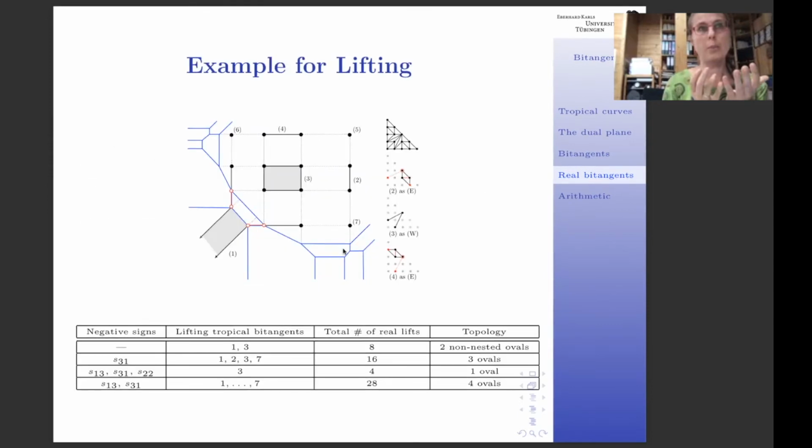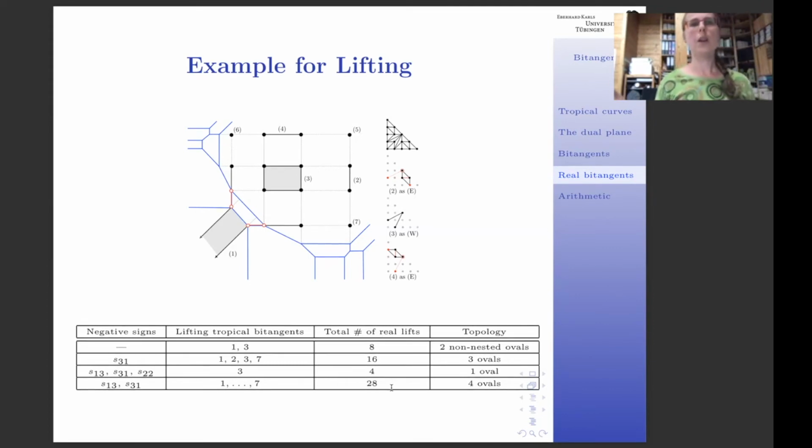Okay, let's look at one example. It's the same picture that we looked at before, the blue tropicalized quartic, and the 7 black or gray tropical bitangent classes. And we played with this example, and we actually found out that if you change the signs of your coefficients, you can reach all the possible numbers of real bitangents.